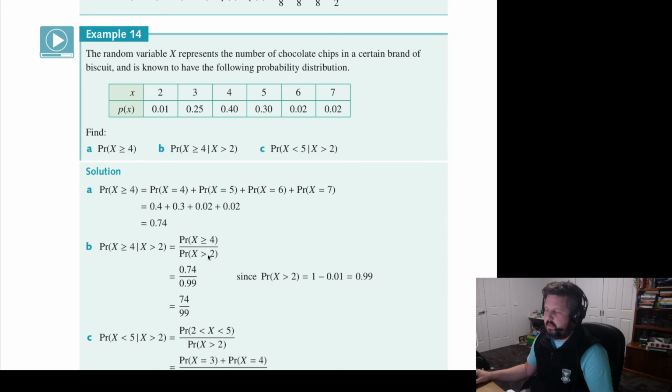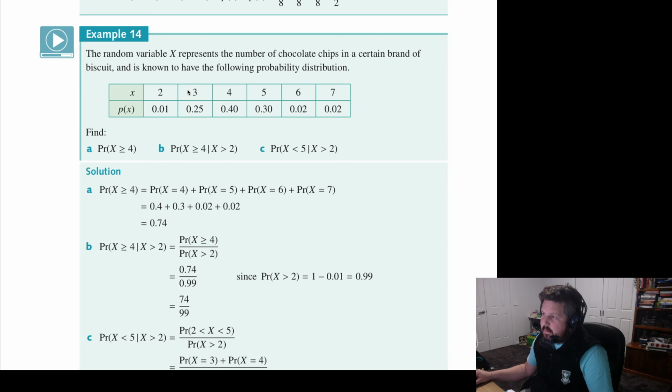Once you have these here, you can run the calculation. Now, note the way that they've done this here as well, with the probability of x being greater than 2. It's all of these things over here. You could add them all together, or another way is just saying, okay, 1 take away this one gives you what's remaining. So you need to think about this a little bit. And that can be simplified down to 74 over 99.